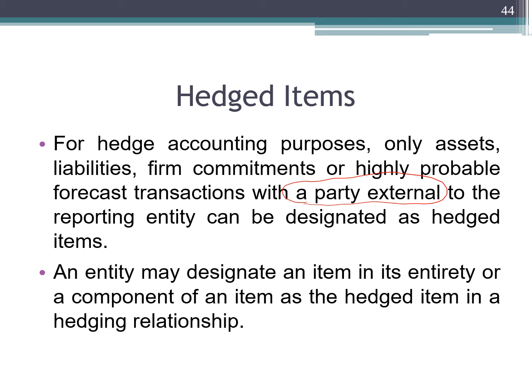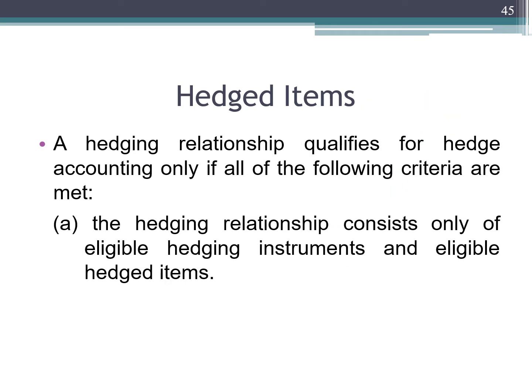An entity may designate an item as its entire or a component of the hedge item. So for the hedge item, either it is entire, or you can have only a part of it. The same thing for the hedge instruments. A hedging relationship qualifies for hedge accounting only if all of the following criteria are met. You need to meet all the following criteria.